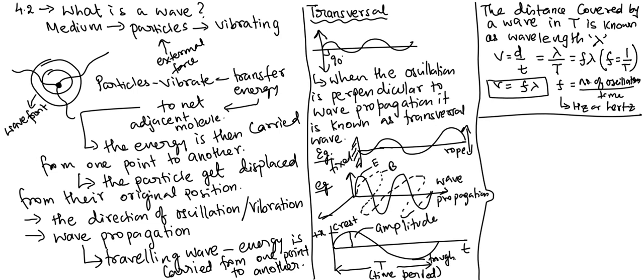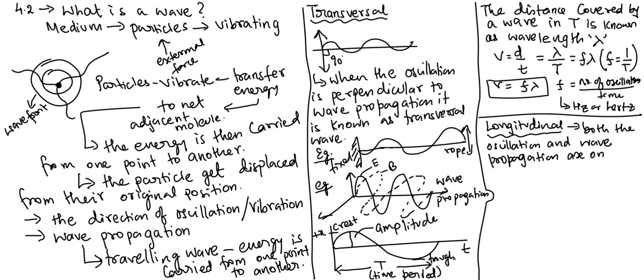First one is transversal, now comes longitudinal. Now in longitudinal, both the oscillation and wave propagation are in the same direction, something like your particle is vibrating this way and your wave is moving this way.